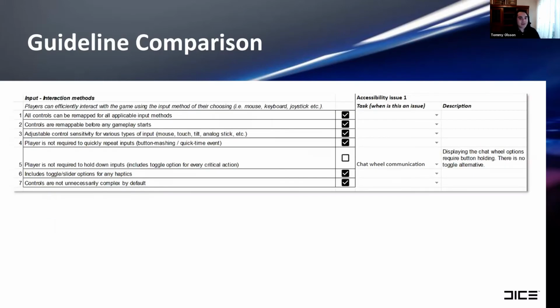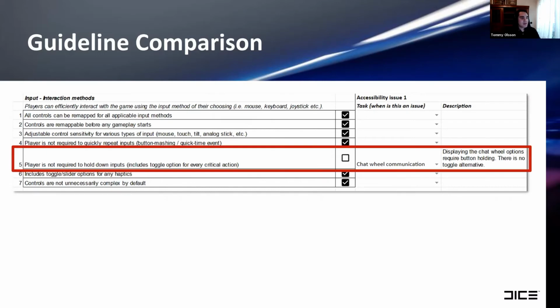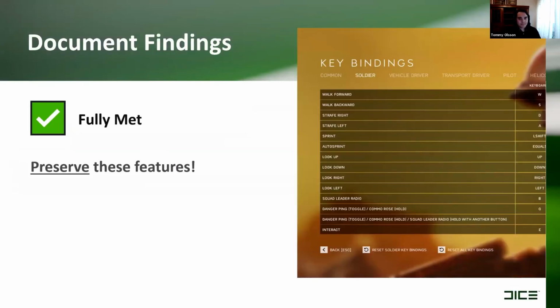And this is then documented in the spreadsheet in which of the tasks this becomes an issue. So here we have the guideline of players not required to hold down inputs, and we have marked the task of where this becomes an issue, so for chat wheel communication. The next step is for you to document these findings. It's really good for the production team to observe that, okay, we fully met this guideline. Well, now we need to know that we need to preserve these features.